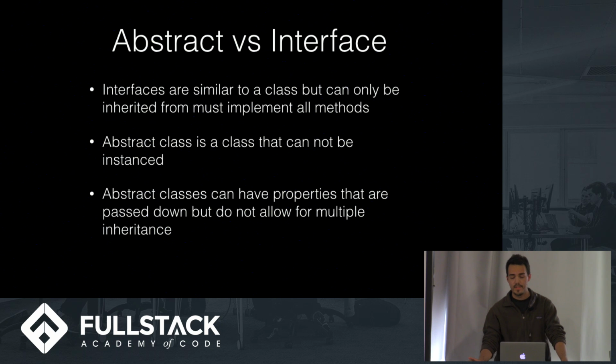Another interesting part of Java is abstract classes versus interfaces. Interfaces are similar to classes, but can only be inherited and must implement all methods. Kind of think of them as like factories, where you can inject all these methods into a class, and you can inject them into many different classes. However, abstract classes cannot be instanced. However, they can pass on properties and methods to other classes, but there cannot be multiple inheritance, unlike interfaces.